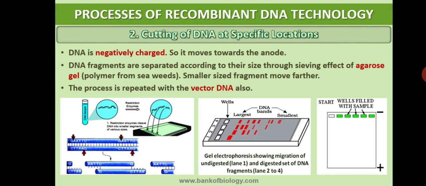In this gel electrophoresis, the fragments are separated. On what basis? Here the negatively charged DNA fragments start moving towards the anode. Understood? But how are they separated? The fragment which has the larger size remains here at the back side, and the fragment which has a very small size moves very fast and reaches the other end. Understood? Like this, the fragments are separated based on their size, based on their length.